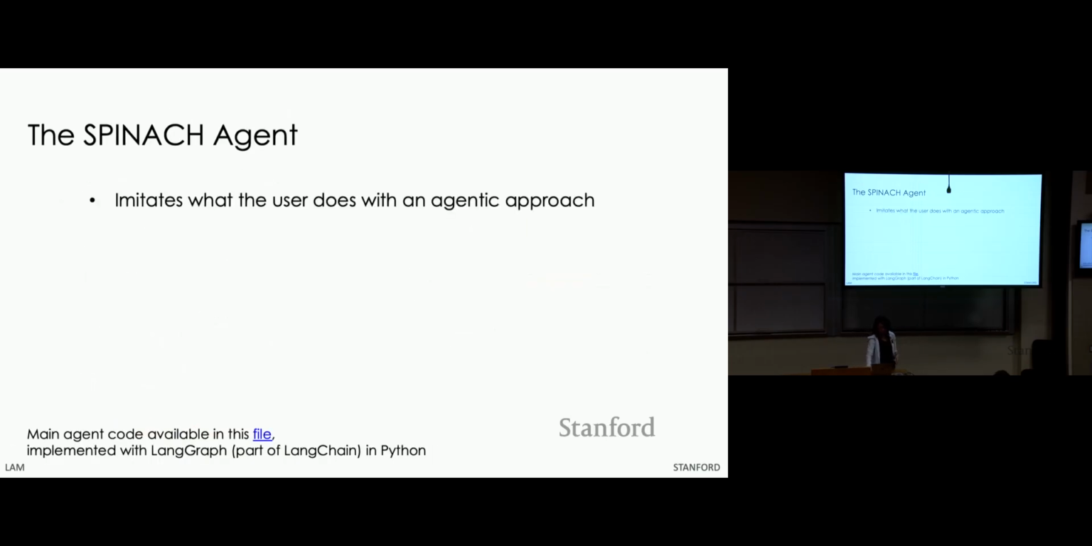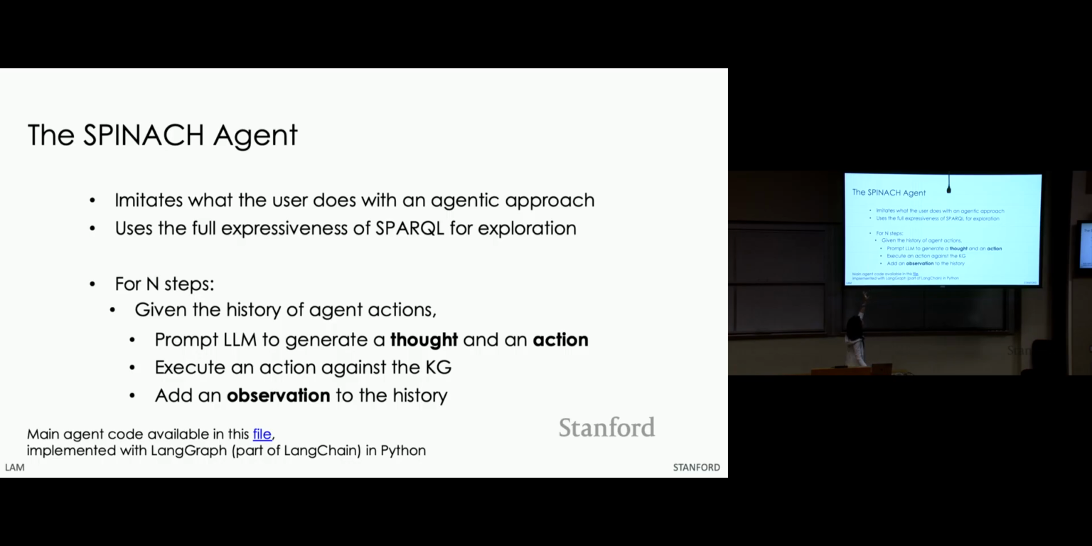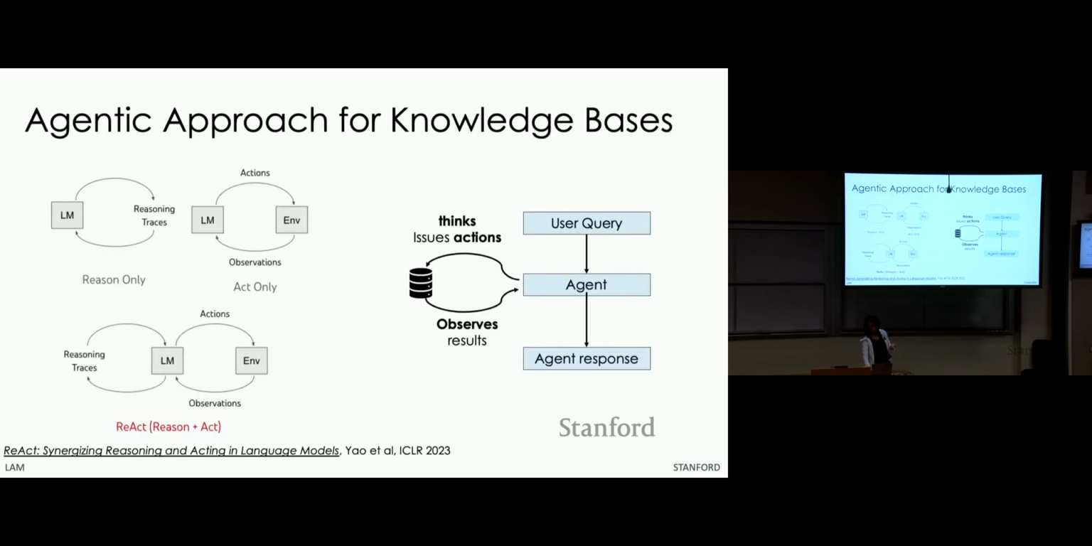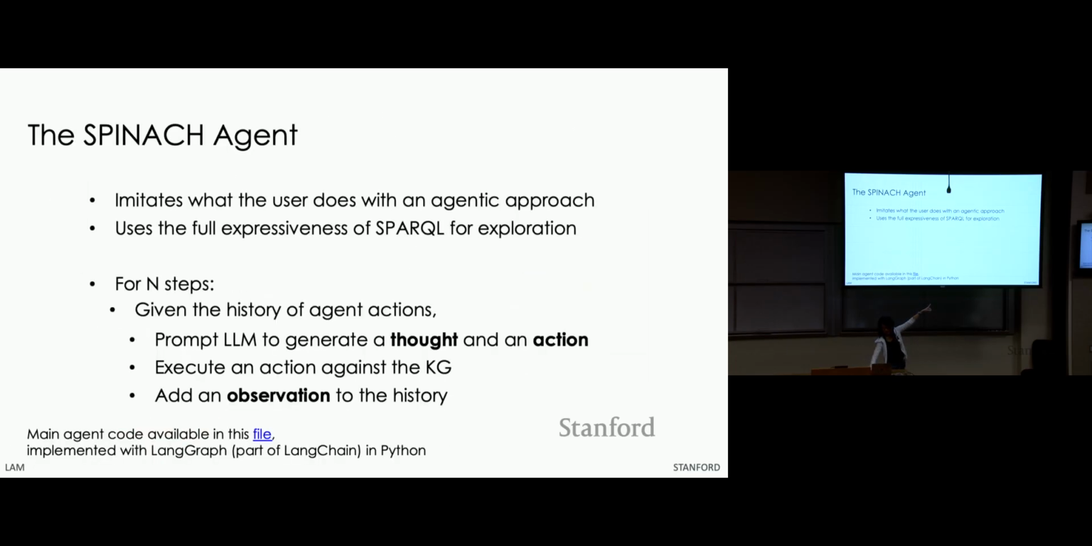The system that we have imitates what the user does. The whole concept is to build the SPARQL query. I'm not going to look at the graph myself and give you the answer. It's impossible. It's many steps of retrieving nodes. So for n steps, we have a history of the agent actions. I'm just implementing this picture here. You have a history of what has happened. You prompt the LLM to generate a thought and an action. You execute the action, you take the result, and you put it back in the history, and you repeat until you get to the answer.